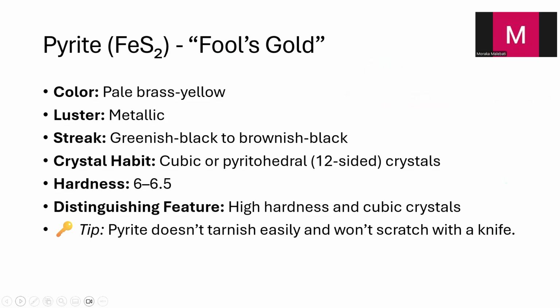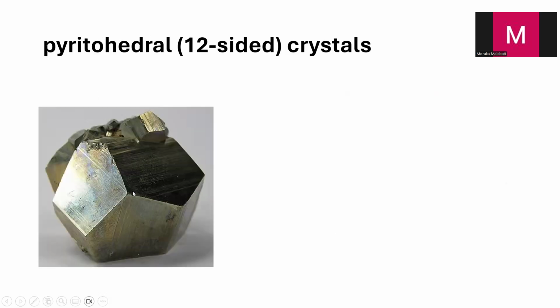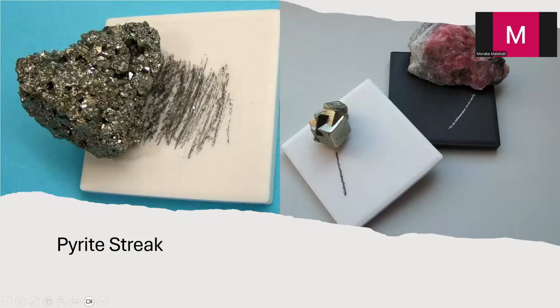So the take-home is you must be able to identify pyrite through its crystal habit, which is cubic, or sometimes 12-sided, which is pyritohedral, and also it is hard, meaning it's not going to be easy to scratch with the knife. So this is a 12-sided crystal, showing that this is pyrite, and it has the metallic luster. But the other thing is this cubic habit that will help you to identify the pyrite.